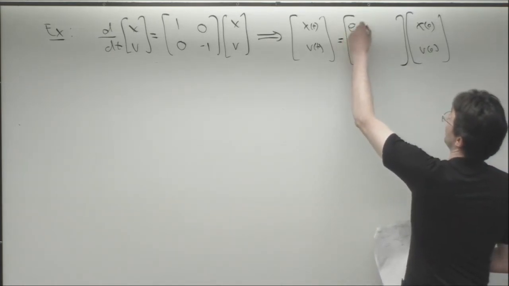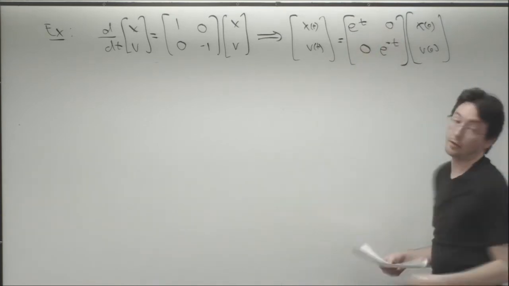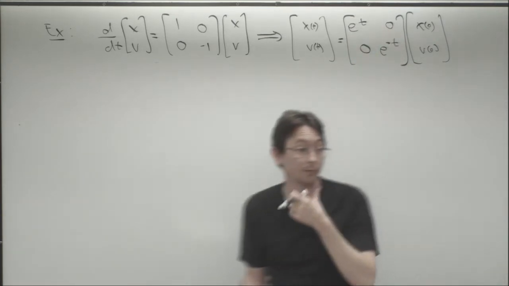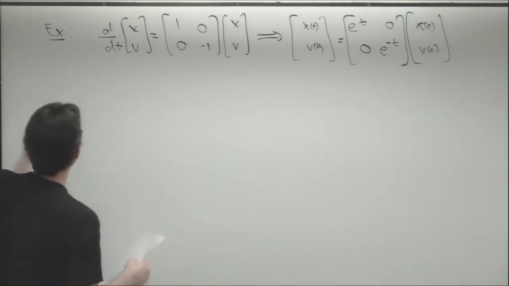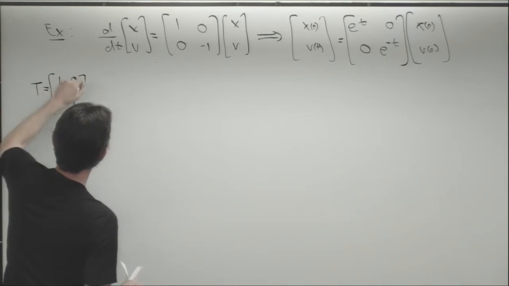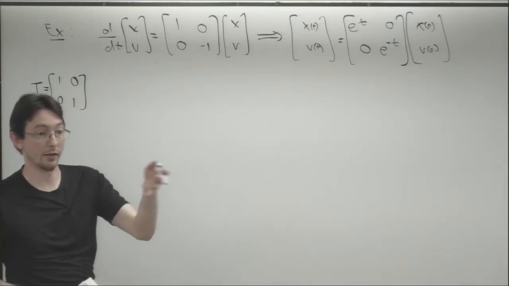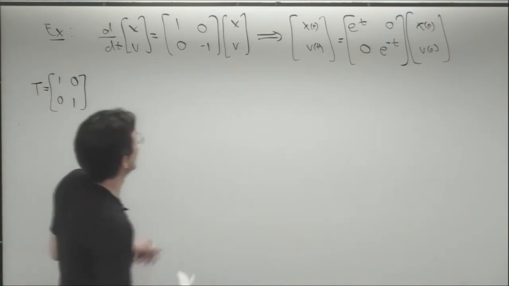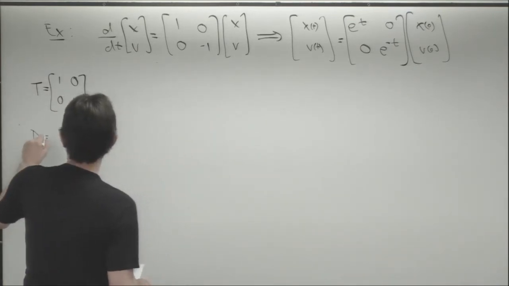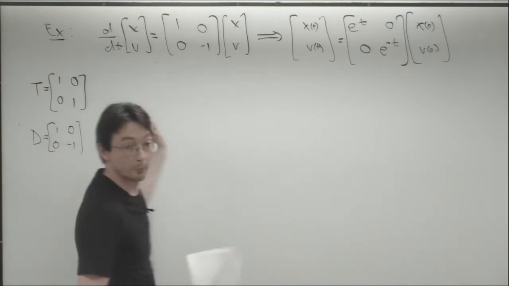It's just going to be e to the t, and then e to the minus t, and then zeros off diagonal. That's the solution. We know the solution. If I ran this through MATLAB, I would find that T equals [1, 0; 0, 1]. So T is the identity matrix, right? One eigenvector is in the x direction, one eigenvector is in the y direction. And I would get that D equals plus 1 and minus 1. Pretty simple, okay?